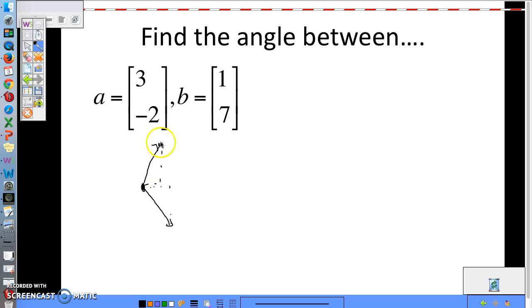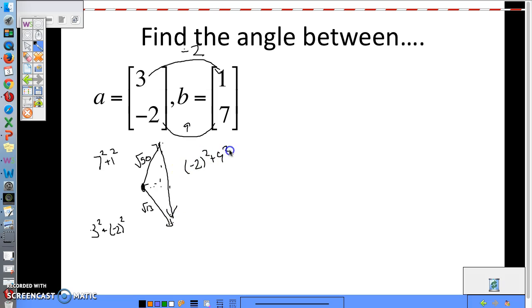Well, let's see, what are the lengths of these vectors? 3 squared, or I should say the magnitude, so 9 plus 4 is 13, so this is the square root of 13, where this one is 7 squared plus 1 squared, 49 plus 1, so the square root of 50. And then what is the distance between these? Well, from A to B, you go backwards 2 and up 9. So this one would be -2 squared plus 9 squared, 4 plus 81, which is 85.